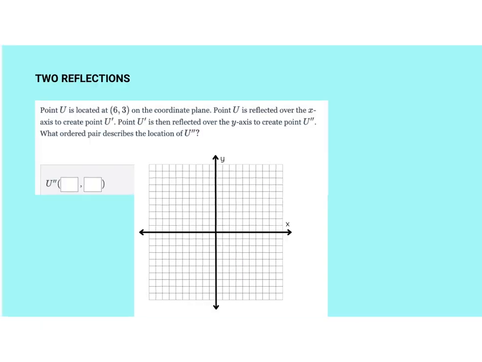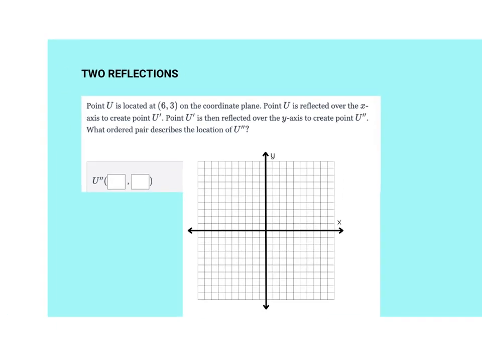And then I mentioned that we could do 2 reflections, in which case it would turn into double primed. So notice the double primed here. And I'm going to show our steps. So U is 6, 3, 1, 2, 3, 4, 5, 6, 1, 2, 3, up. So there's my U. And it says it's reflected over the x-axis. So I'll draw the x-axis to create the point U primed. So remember, you bounce in 3 and you bounce out 3.